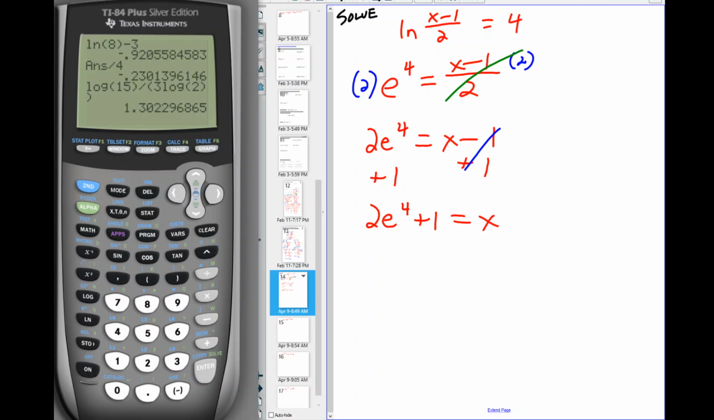We haven't had a lot of practice using the E button, so this is good practice also. Your E button should be around your ln button. It is for me. So 2e to the fourth, close it, plus 1. And that gives me around 110.20.